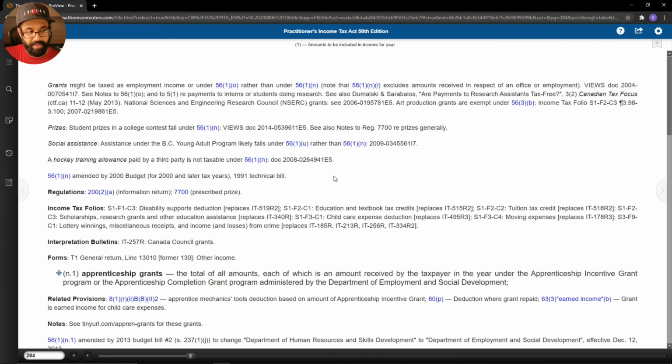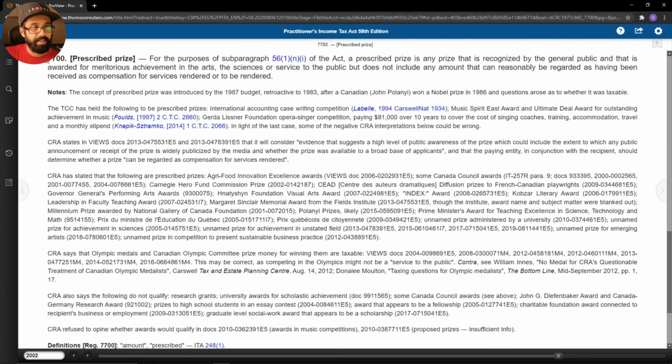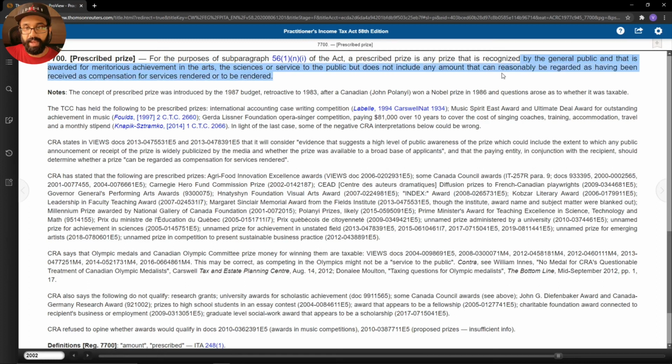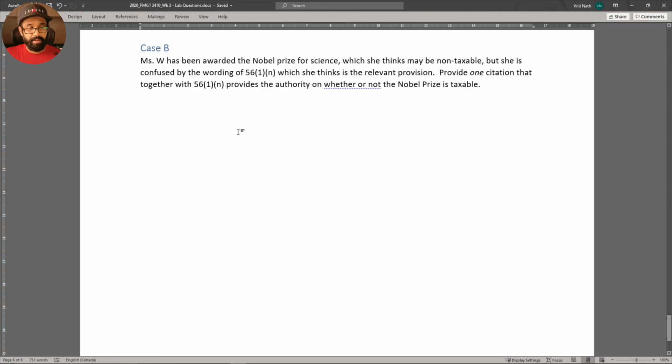And recall that that would be found under regulation. Here it says regulations 7700 for a prescribed prize. Take a moment and go there. 7700 prescribed prize. For the purposes of subparagraph 56(1)(n)(i) of the Act, a prescribed prize is any prize that is recognized by the general public and is awarded for meritorious achievement in the arts, the sciences, or service to the public, but does not include any amount that can reasonably be regarded as having been received as compensation for services rendered or to be rendered. So now it depends on what you know about the Nobel Prize.